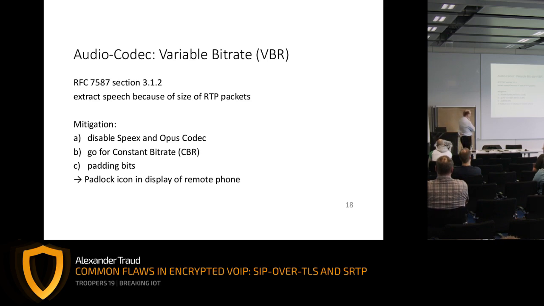Another one is to go for constant bit rate or for padding bits and all that stuff. But how do you detect that one as an administrator or a user? No, as a user you can't. When it comes at the end, does the other implementation implement my audio codec correctly? That's a big problem. One of the approaches you could go for would be that padlock icon in the display of the remote phone, because the remote phone can actually check if one of these mitigations was done and then display the appropriate situation. But we come to that later on.